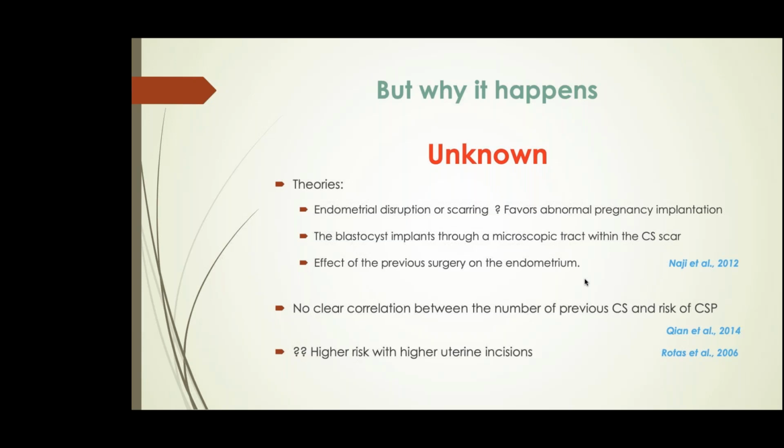Another theory is whether there's an effect from the previous surgery on the endometrium that makes its implantation different. Again, we are not 100% sure. There is no clear correlation between the number of previous cesarean sections and the risk of cesarean section scar pregnancy. So this means that the more previous cesareans, the more scar pregnancy, is not proven as yet.